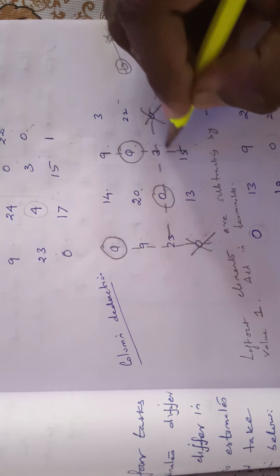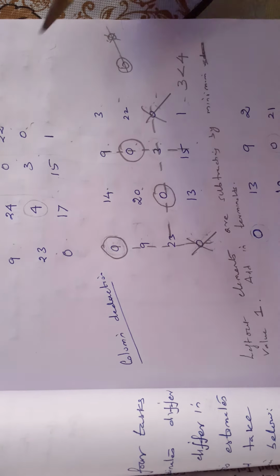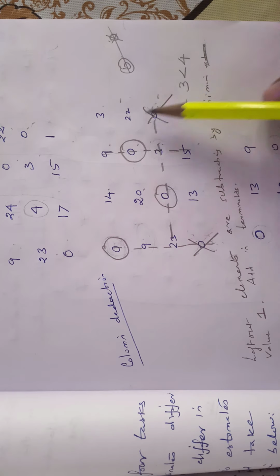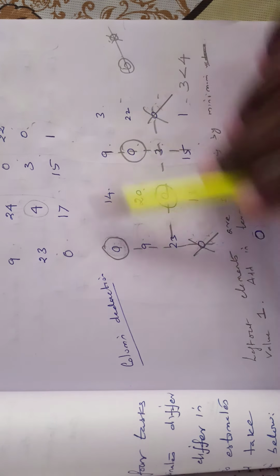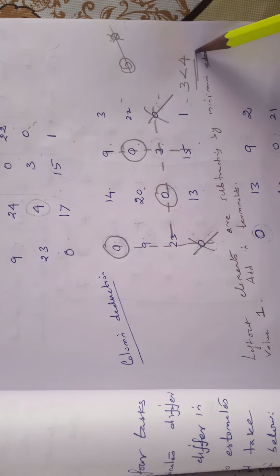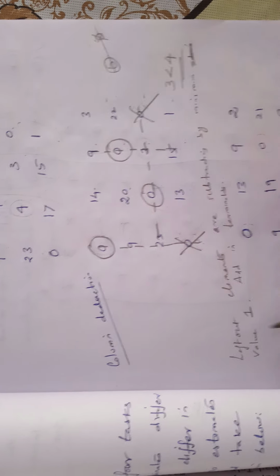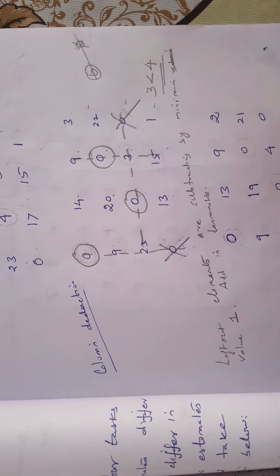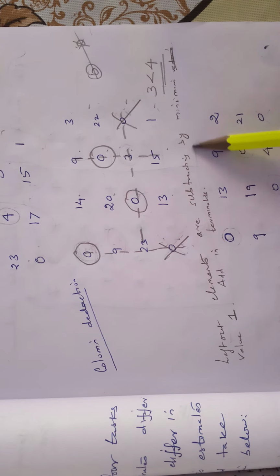So this is the terminal. This is the terminal. So this problem can be given in 4 rows and 4 columns, but we have to draw only 3 lines, but 4 rows and 4 columns. So 3 is less than 4. 3 is less than 4 means this problem is not optimal. Go to next step.